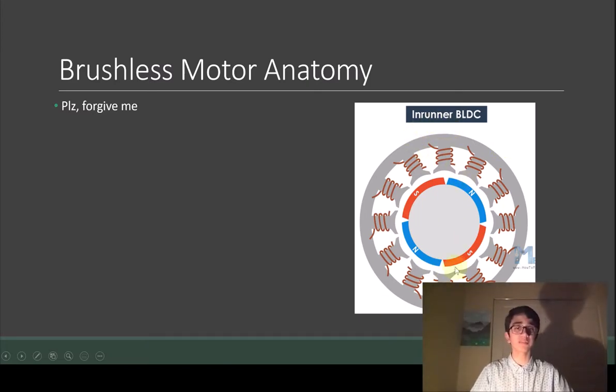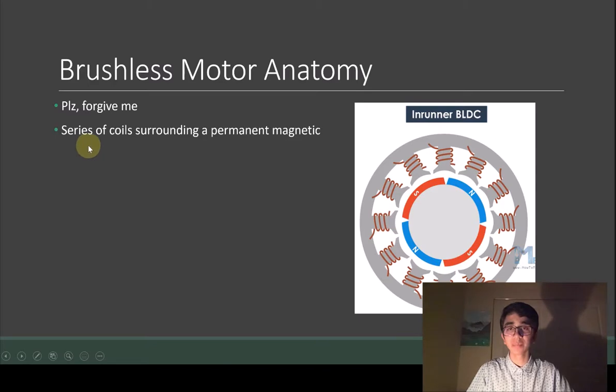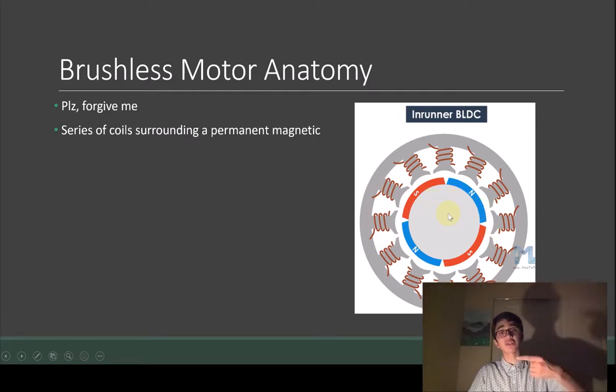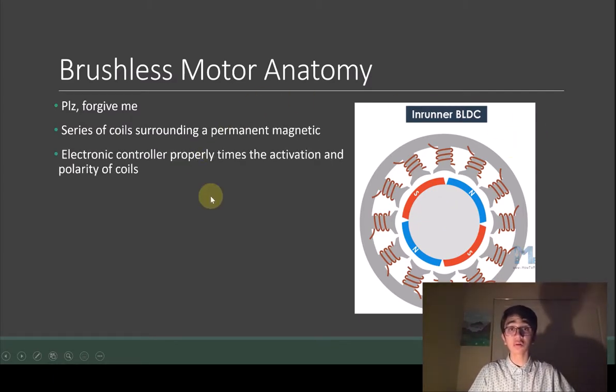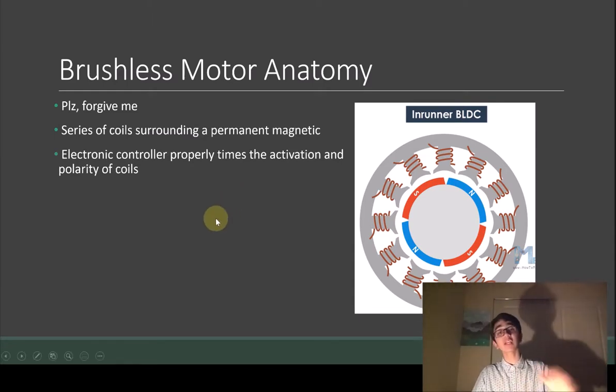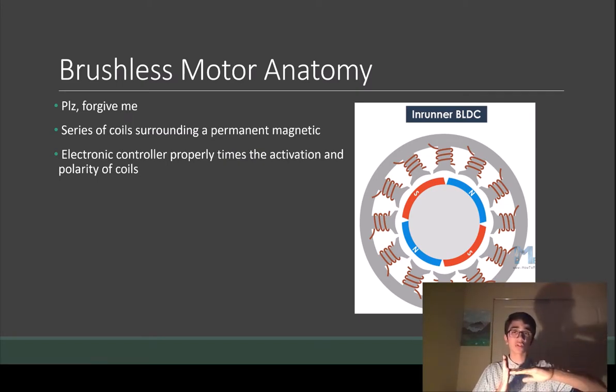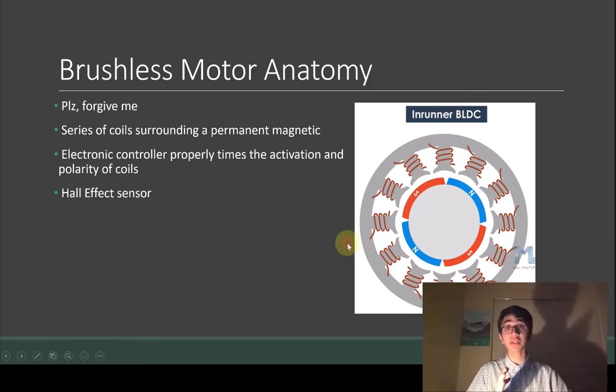Okay, so this is the diagram of the in-runner BLDC, because I found that as the most common type. Okay, so for in-runner BLDCs, right, we have a series of coils, these coils right here, surrounding an inner permanent magnet, and this permanent magnet is attached to our shaft. Okay, and so an electronic controller is plugged in along with the BLDC, and it properly times and activates the coils with the correct polarity depending on the orientation of the shaft. And the way it detects the orientation of the shaft is using something called a Hall effect sensor.